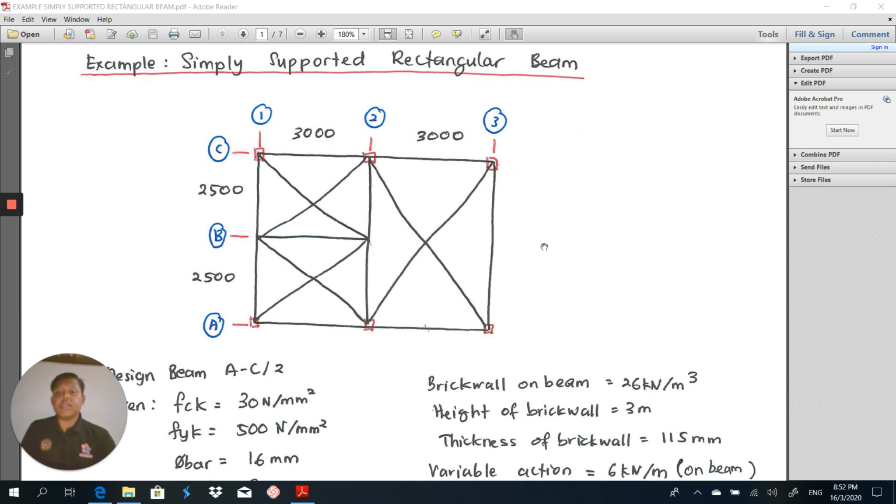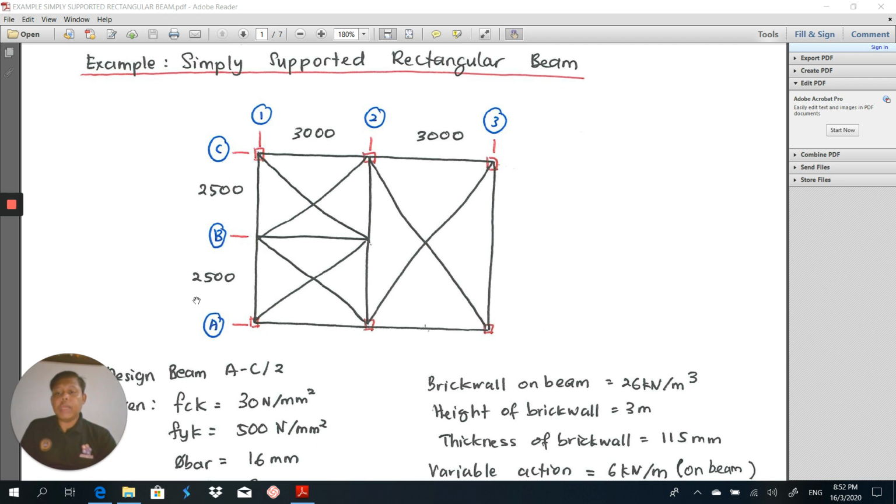Given here is the structure layout plan for a simply supported rectangular beam. So how do we know this layout is a simply supported rectangular beam? We know that all of the area here is a void where the beam is not connected to the slab. Therefore, the beam is considered as a rectangular beam. Because this beam is connected with two columns here, this beam is called a simply supported beam. This is also a simply supported beam.